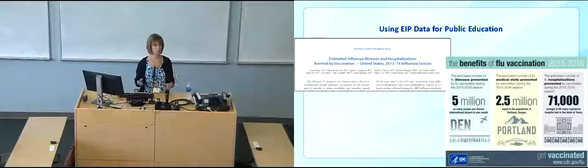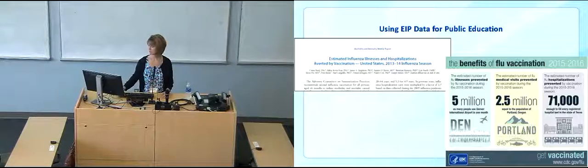So this is translating this EIP surveillance data that's kind of hard to understand, I think, for the general public into some information that hopefully is a little easier to understand. And I don't know if any of you have seen this infographic, but it actually uses Denver to help describe what the impact of flu and the impact of vaccination is.